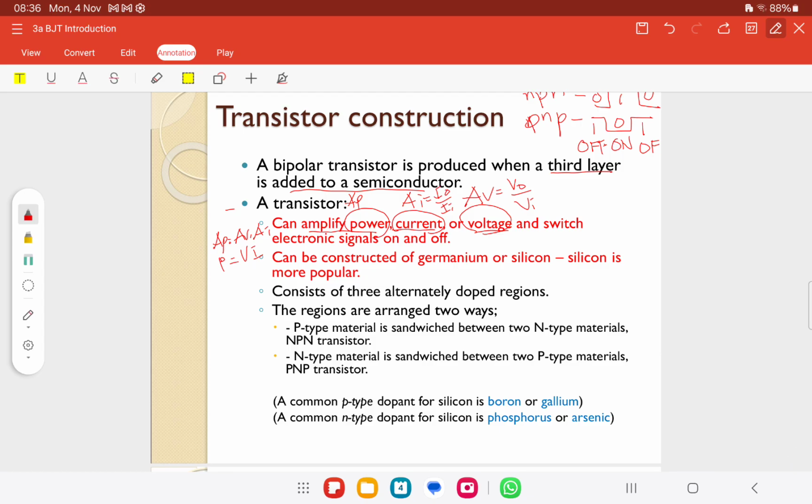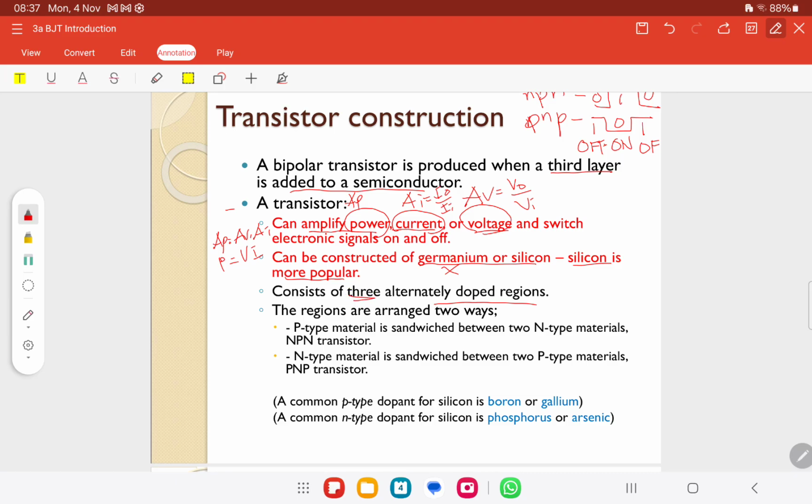For this transistor, kita ada dua jenis juga, germanium and silicon. Okay. But then sangat jarang orang guna the germanium. Normally apply on the silicon. And this one, this is not new things for you. Okay, consists of 3 alternatively doped regions. Kalau before this, we have learned in semiconductor 2 doped regions. Okay, for transistor 3 lah, sebab kita ada 3 layer.